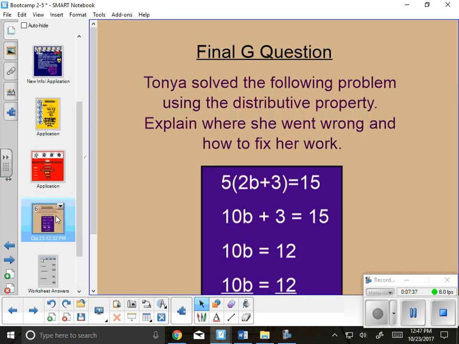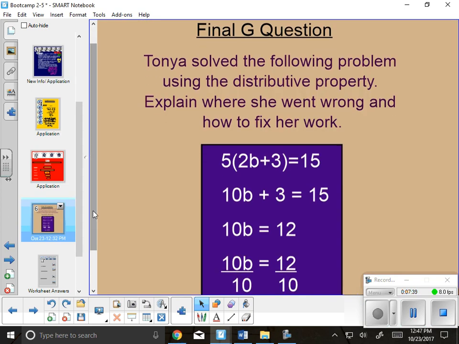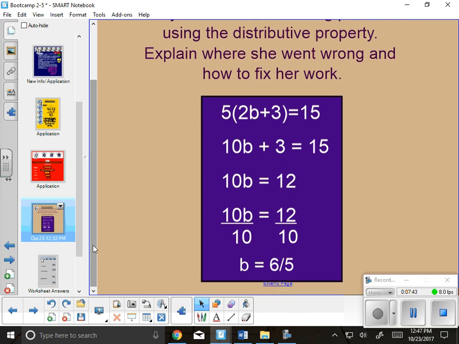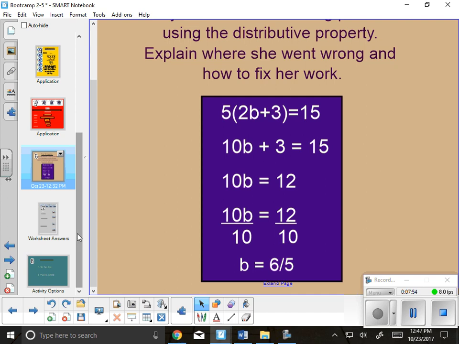All right, this is our final G question. It says Tanya solved the following problem using the distributive property. Explain where she went wrong and how to fix her work. So go ahead, take a minute and do that. Please make sure that you write this down because remember, final G questions are on those goal sheets. So make sure you're writing this down for level 5.